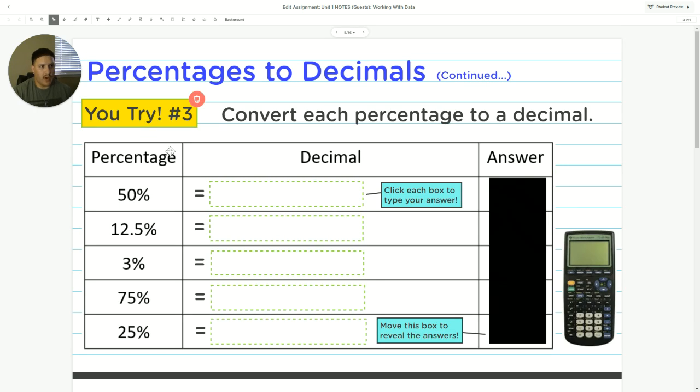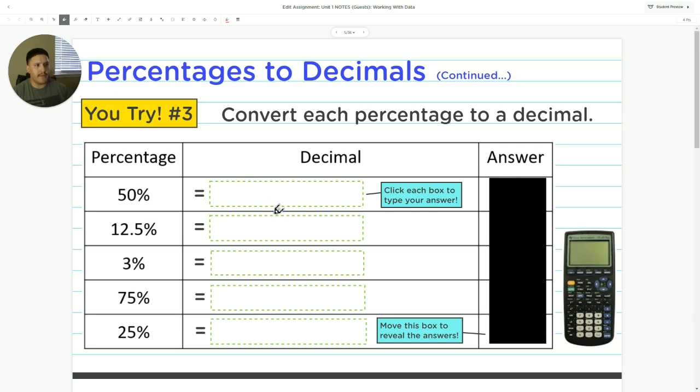Okay, for you, try number 3. I want y'all to do that exact same thing for these 5 different percentage problems. I want y'all to change the percentage to decimal form by either using the shortcut or dividing by 100. Remember, the shortcut is moving its current decimal place to the left twice. And if there are any zeros to fill in, make sure you fill those zeros. So pause the video and try that on your own. Otherwise, I'm going to continue on and explain how to do these.